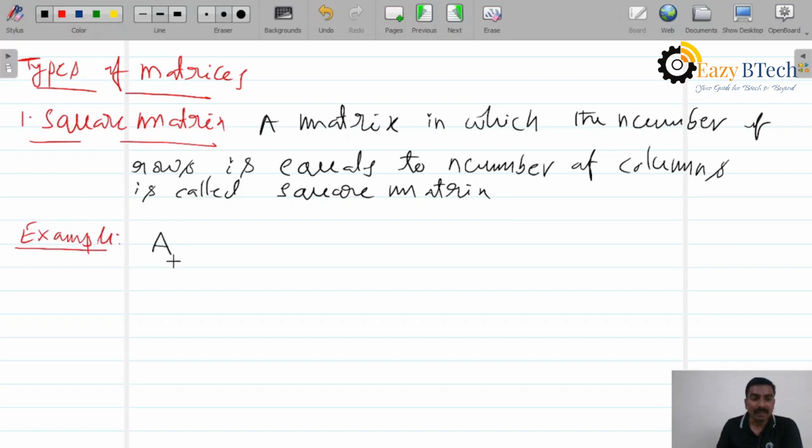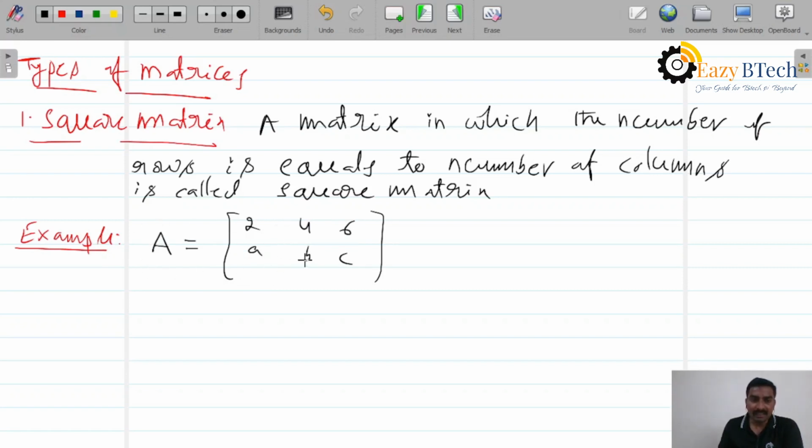Capital A denotes the entire matrix. The small letters 2, 4, 6 and a, b, c are the elements, the numbers of the matrix. This is one matrix. Capital A denotes the entire matrix.